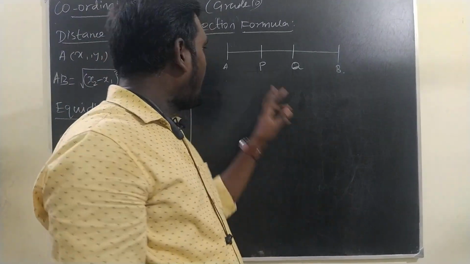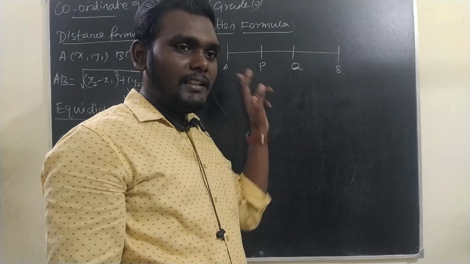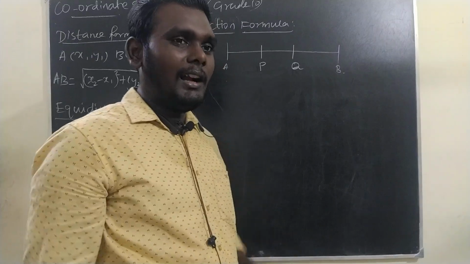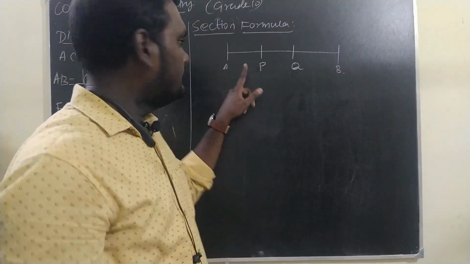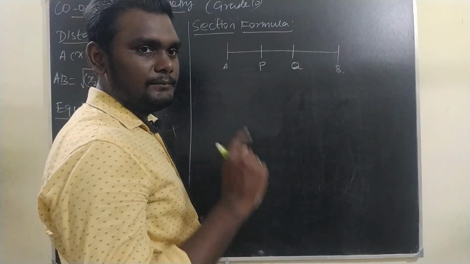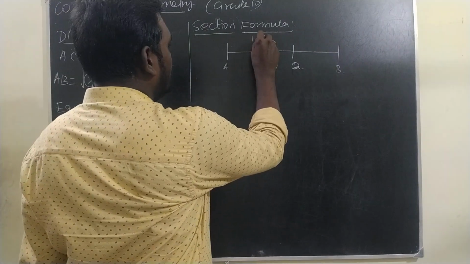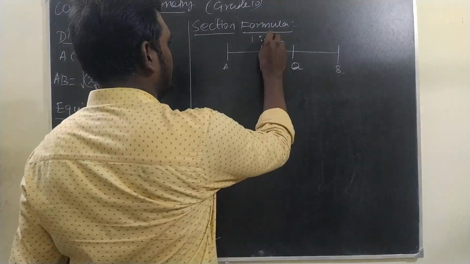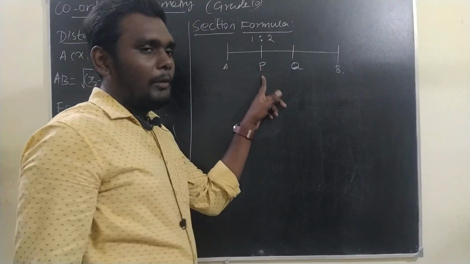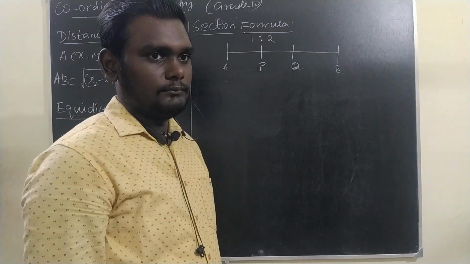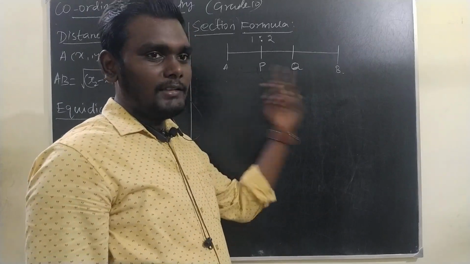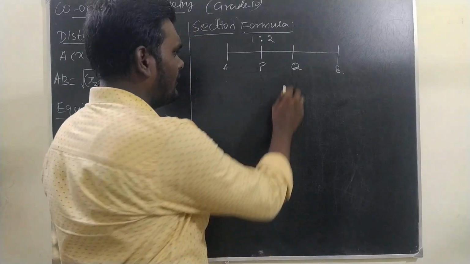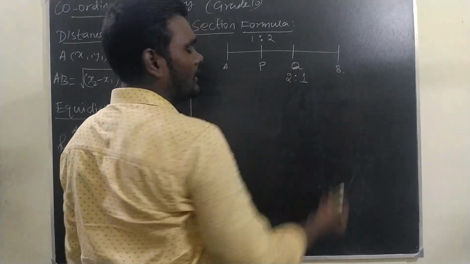Now, this point P divides this line segment in what ratio, like they'll ask. The ratio we always mention is how many equal parts are before P. Before P, how many equal parts are there? 1 part. So 1 is to after P, how many equal parts are there? 2. So this is the ratio in which the point divides this line segment AB. Now guess what? Q divides the line segment AB in what ratio? 2:1. That is it, because 2 parts are before, 1 part is after.